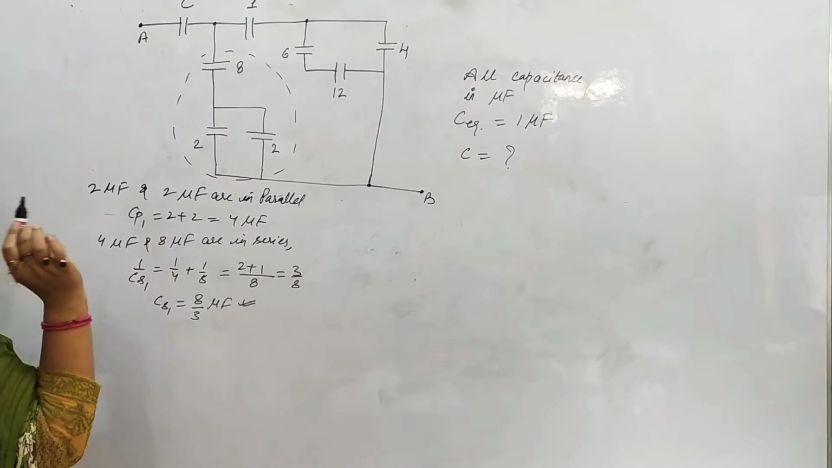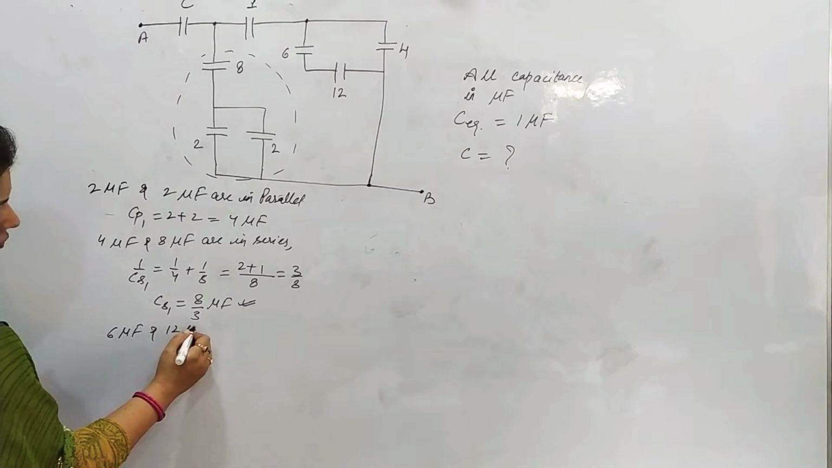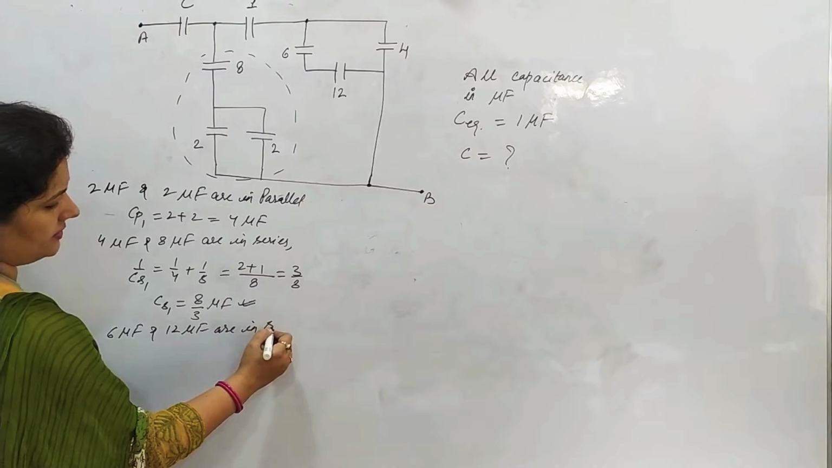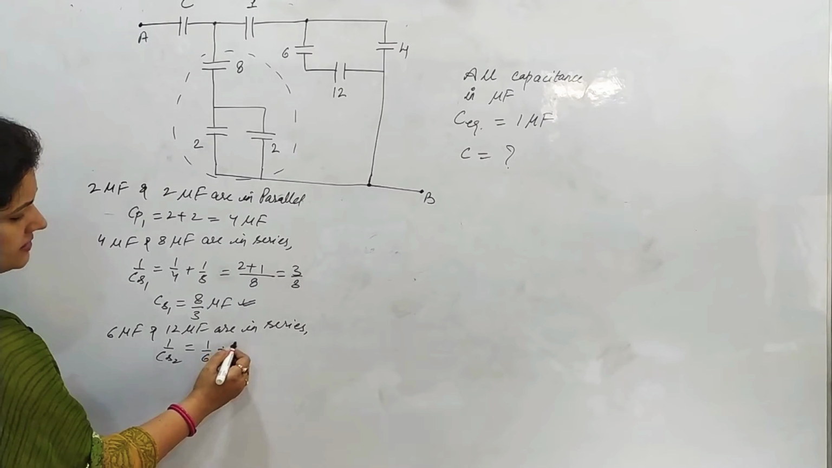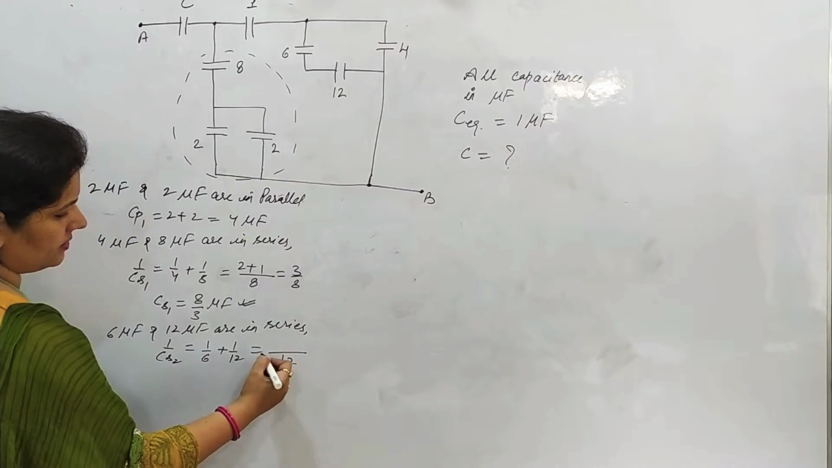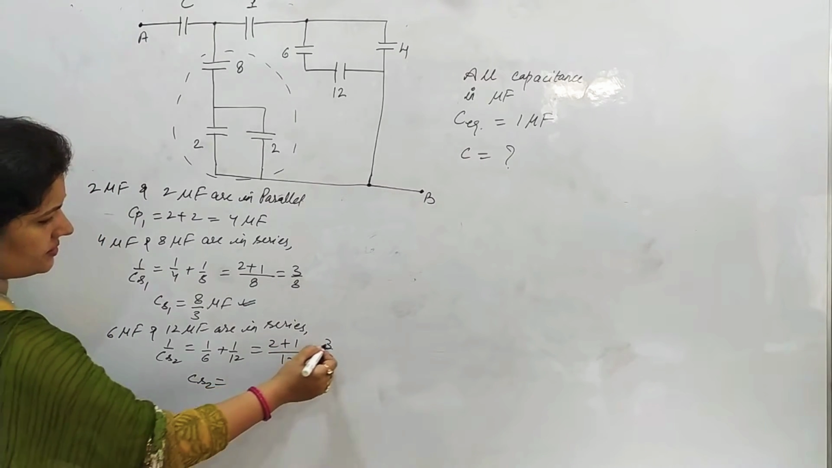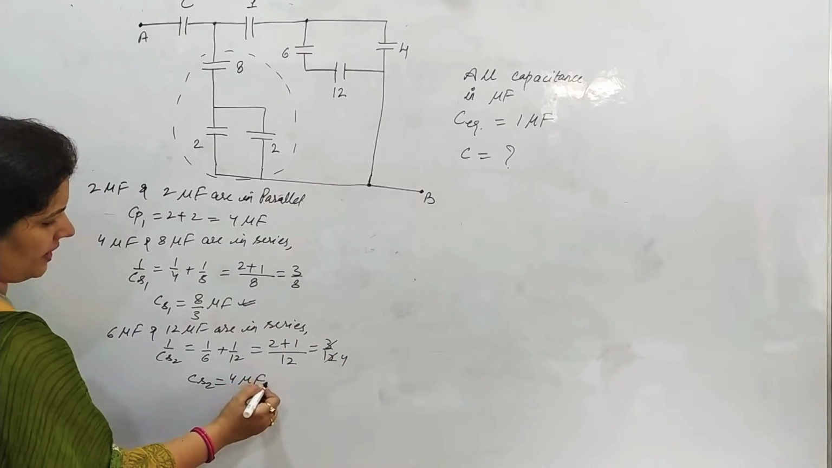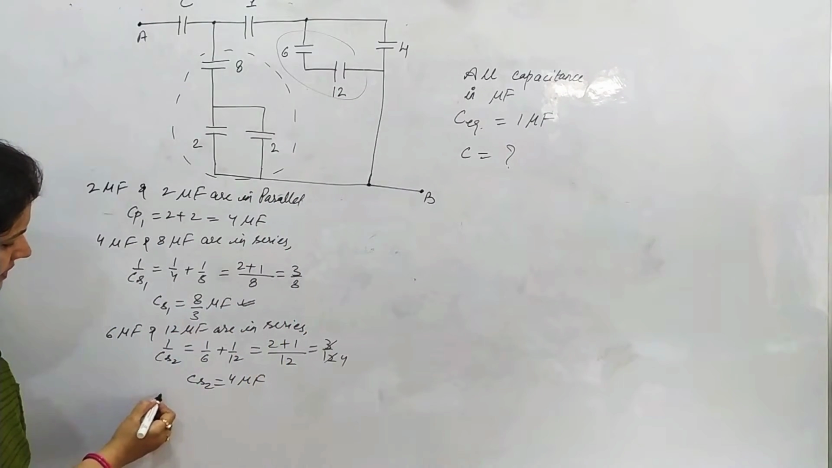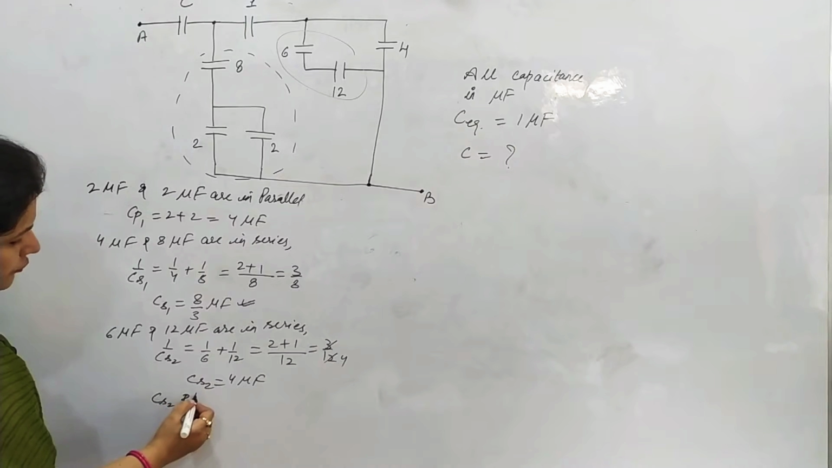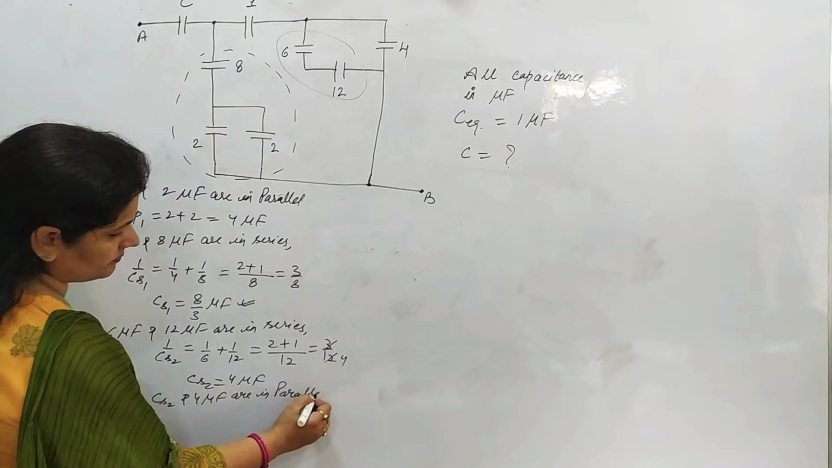So this is 8 microfarad. Now 6 microfarad and 12 microfarad are in series. Right? 1 upon CS2. 1 by 6 plus 1 by 12, that is 2 plus 1, that is 3 by 12. CS2 is 4 microfarad. ये दोनों को सॉल्व करके आया 4. This 4 and this 4 are in parallel. CS2 and 4 microfarad are in parallel. Right?